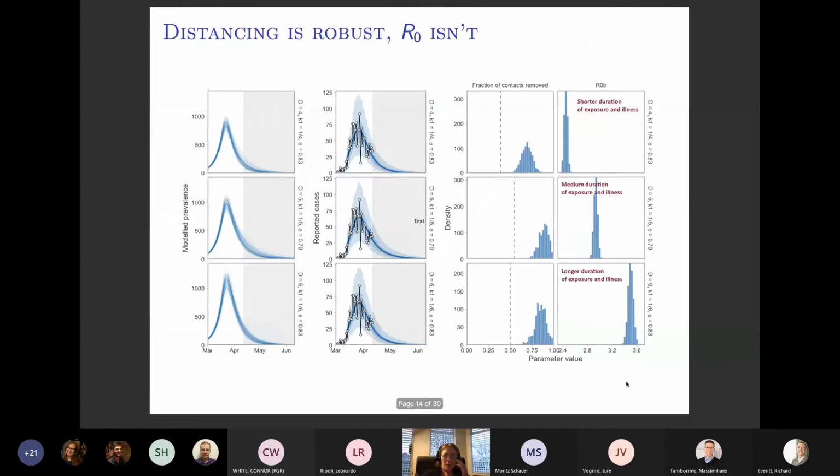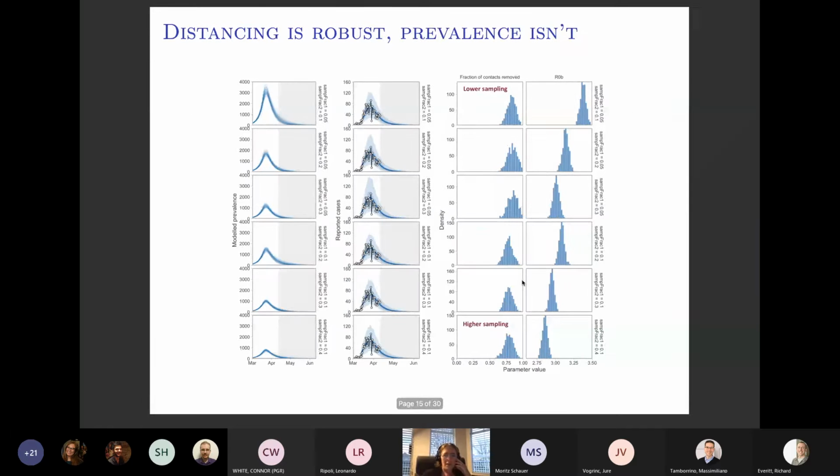But on the plus side, the fraction of contacts removed, and the fact that we were to the right of the threshold and declining, was very robust. So you could change everything about R naught, but you still get a good estimate of the effective distancing. It's still good. And that makes sense, because no matter what you do, this is going to decline, so you're going to get something that looks good.